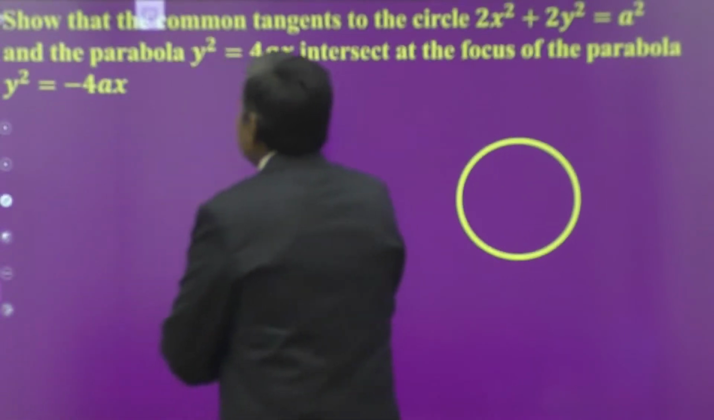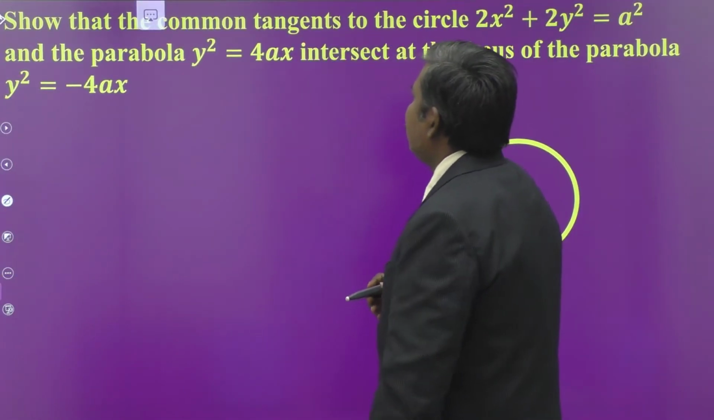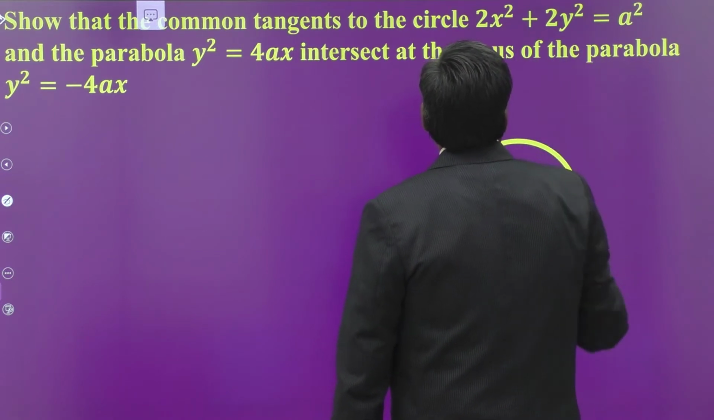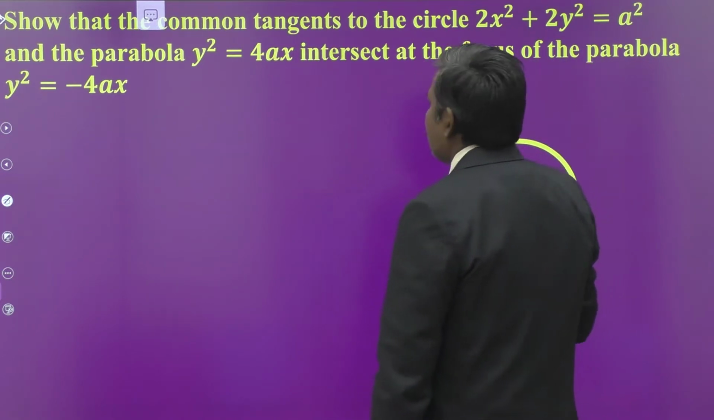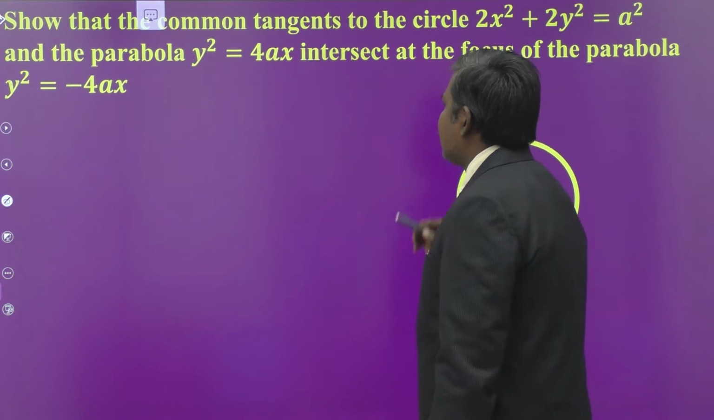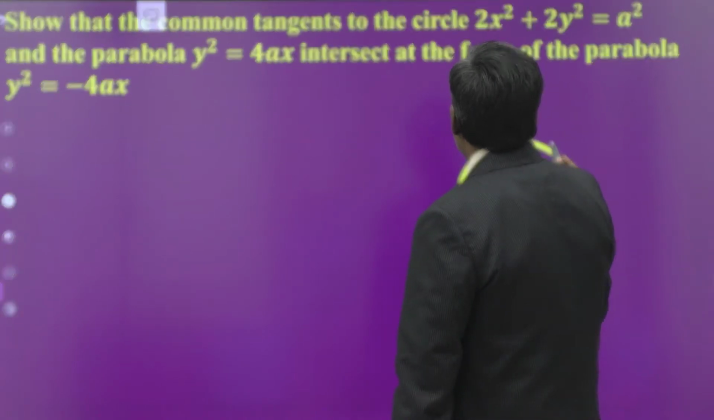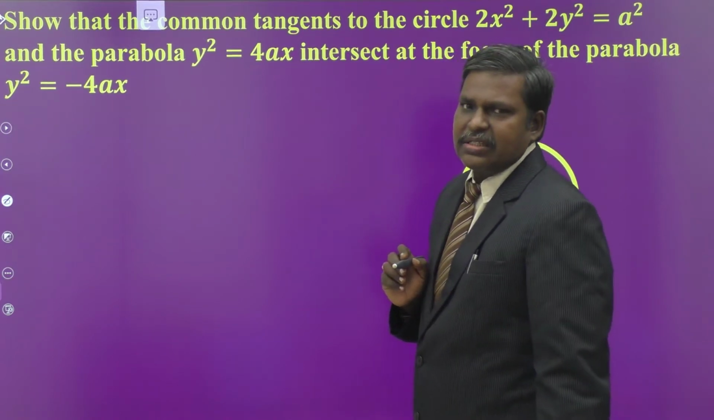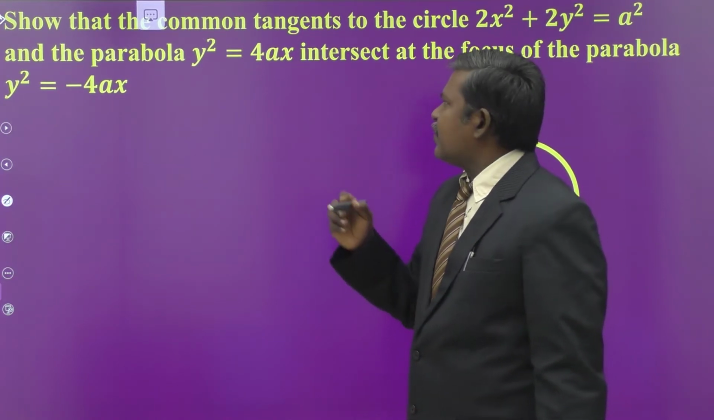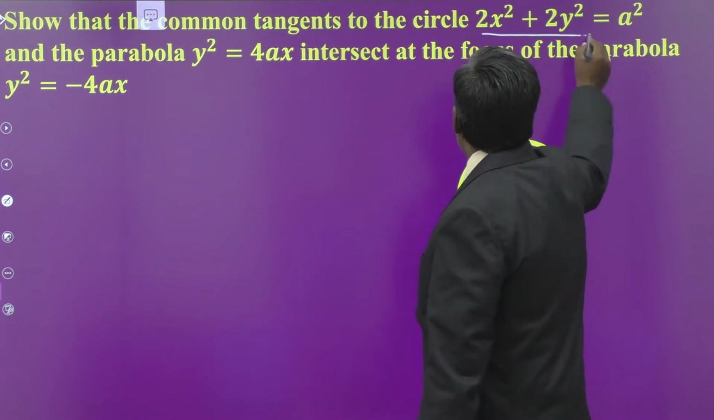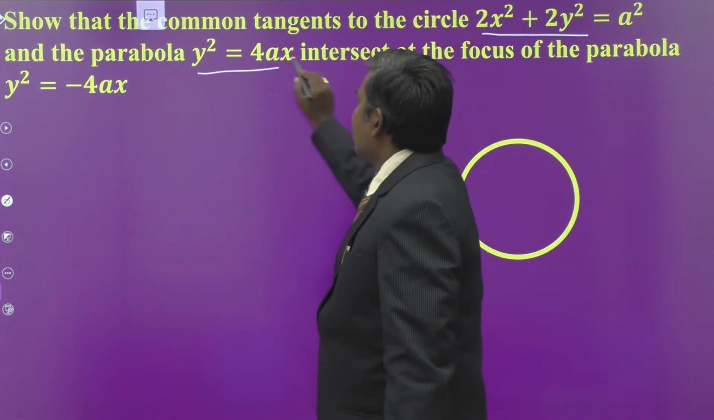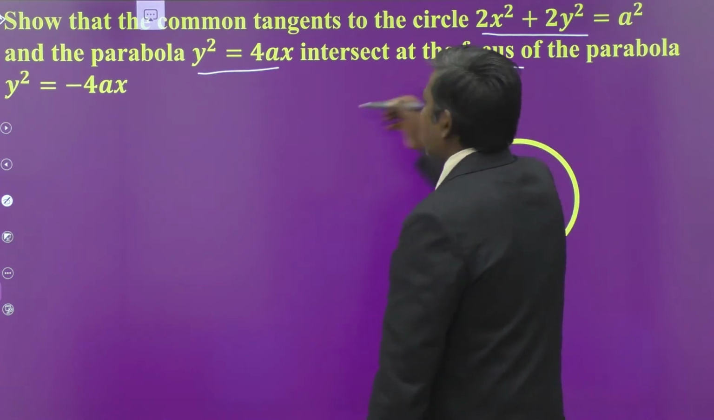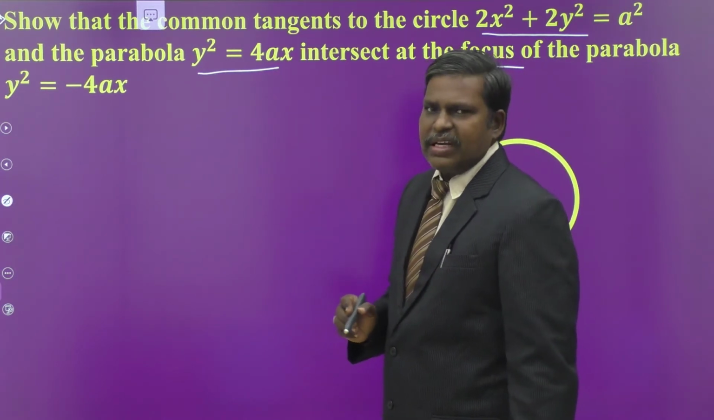This is the problem. Show that the common tangents to the circle 2x² + 2y² = a² and the parabola y² = 4ax intersect at the focus of the parabola y² = -4ax. We have to find the equation of the common tangents to this circle and the parabola. Those common tangents intersect at the focus of another parabola, y² = -4ax.